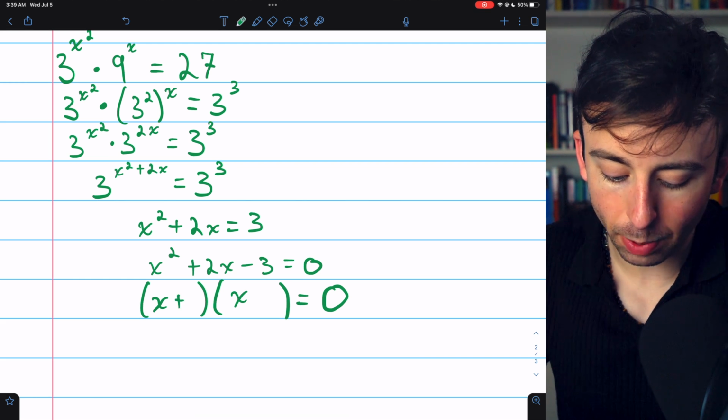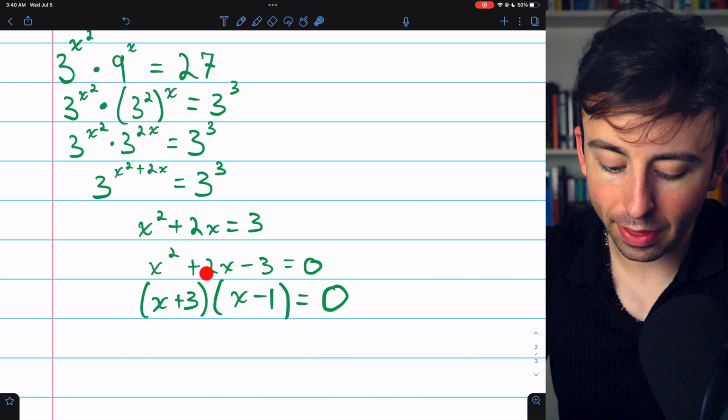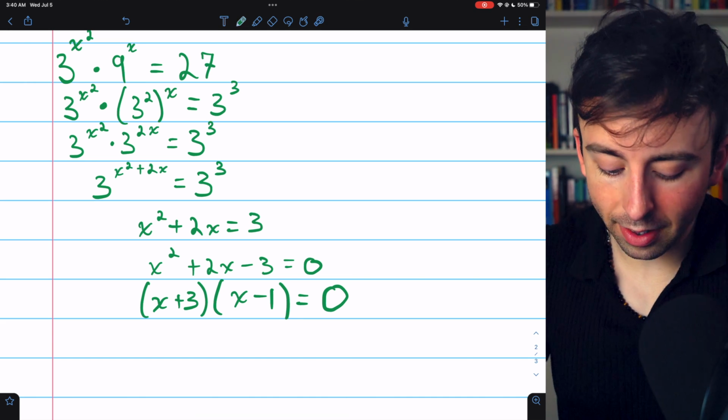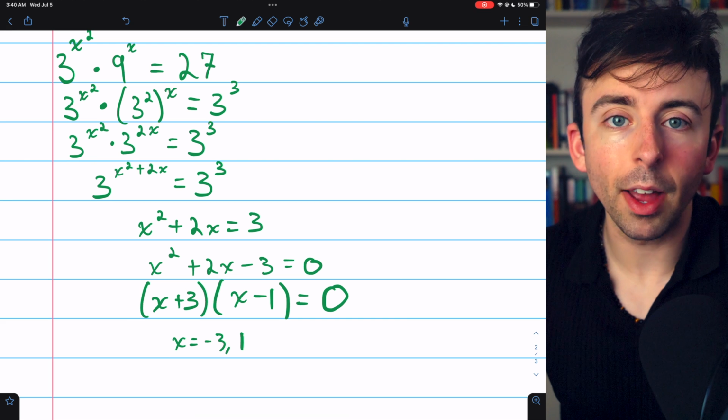Thus, we're going to need plus 3 and minus 1. Those will multiply to negative 3, and they'll add to positive 2. Thus, our solutions are x equals negative 3 or x equals positive 1.